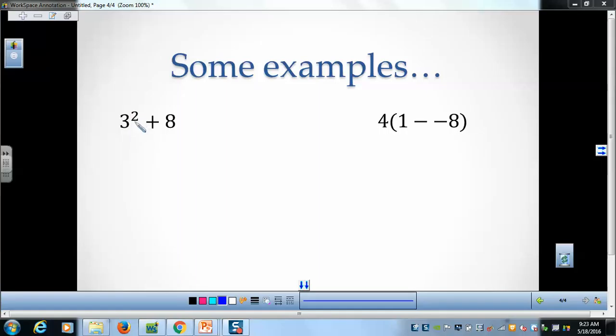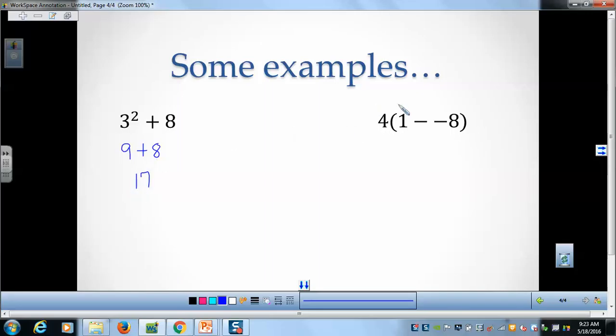Now remember, 3 squared is really 3 times 3, and 3 times 3 is 9. So I'm just going to replace that with a 9, and notice I'm going to bring everything else down just like it looks. I only have one operation left, so I perform that operation. 9 plus 8 is 17.